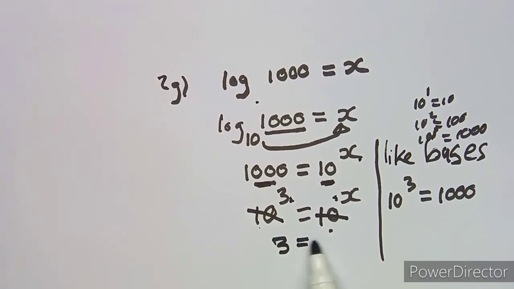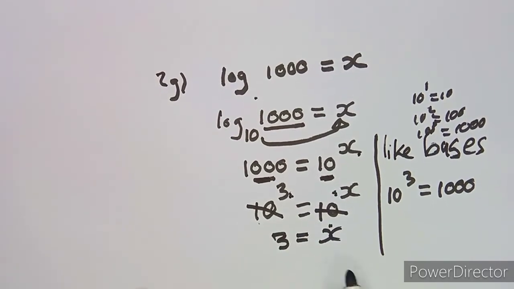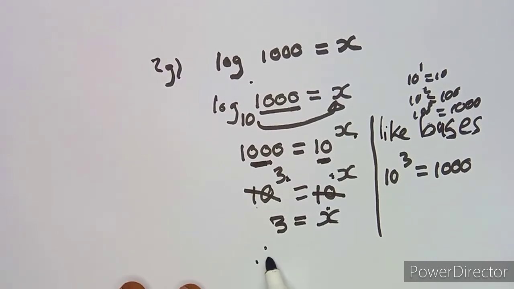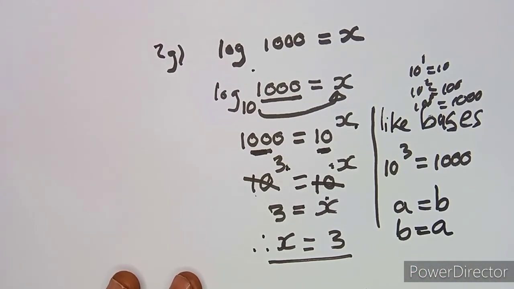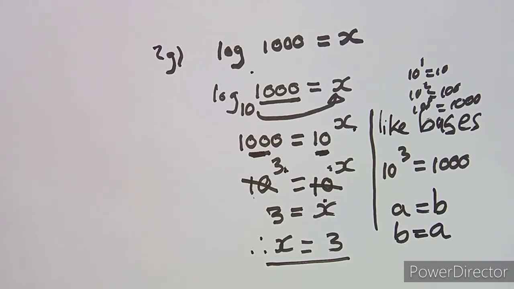So 3 is equal to x. So if 3 is equal to x, it means x is equal to 3. It's one and the same thing. Just like a is equal to b, b is equal to a. It means one and the same thing. So if 3 is equal to x, it means x is equal to 3.